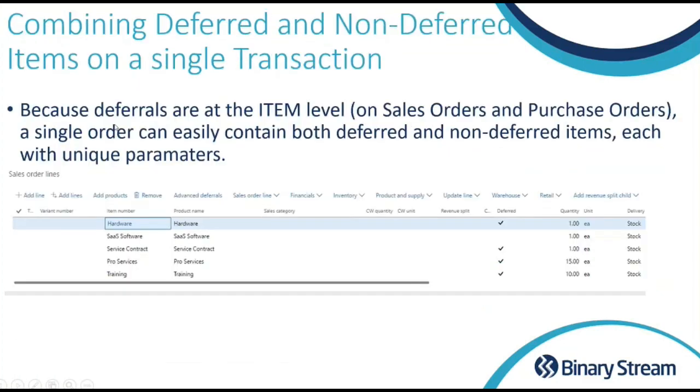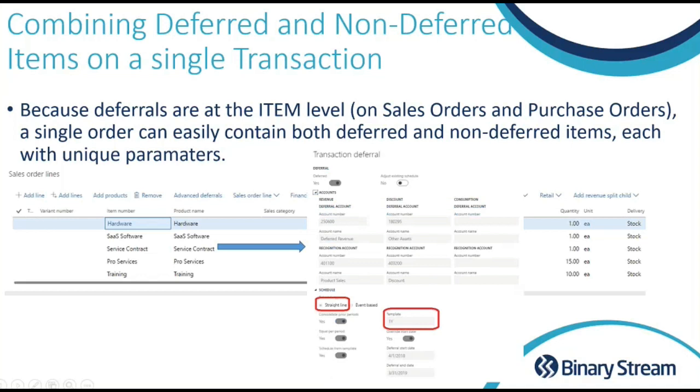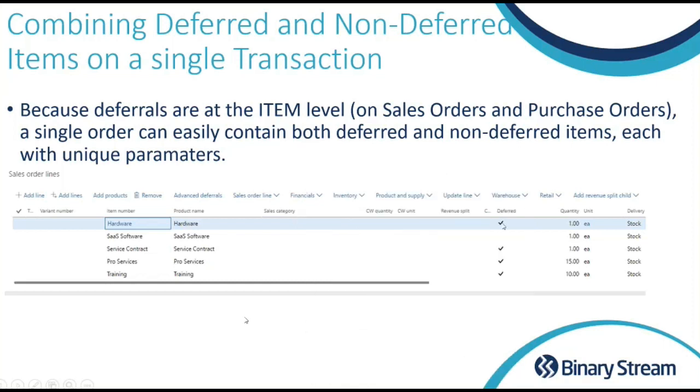We can also combine on a sales order or purchase order both deferred and non-deferred items. For example, this hardware is recognized on an event-based basis using that hardware contract. My service contract is straight line over 1 year. My professional services are, again, percentage of completion, event-based. But there's other items on here, for example, my monthly SaaS software that I don't need to defer. It is a non-deferred item. You can see I can have a combination of deferred and non-deferred on the same invoice.